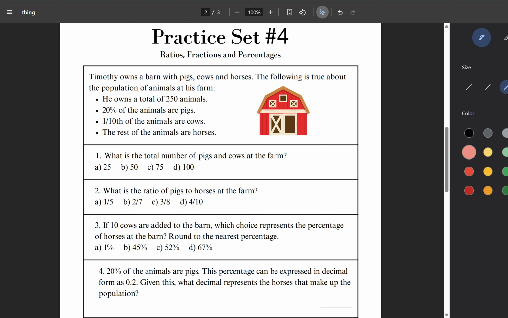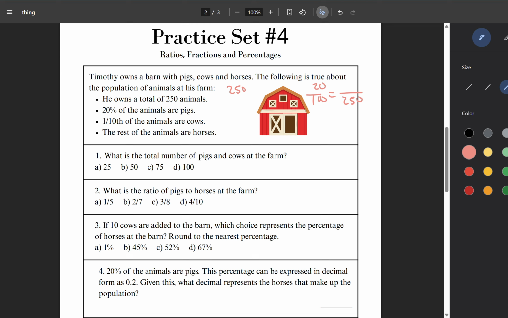So here we're told that our friend Timothy has a barn with pigs, cows, and horses. The following is true about the animals at his farm. He has 250 animals. That's a lot of animals. 20% of them are pigs. So if 20% of them are pigs, how many pigs do we have? Because it's not 20, because 20%, remember, is 20 out of 100. So 20 over 100.